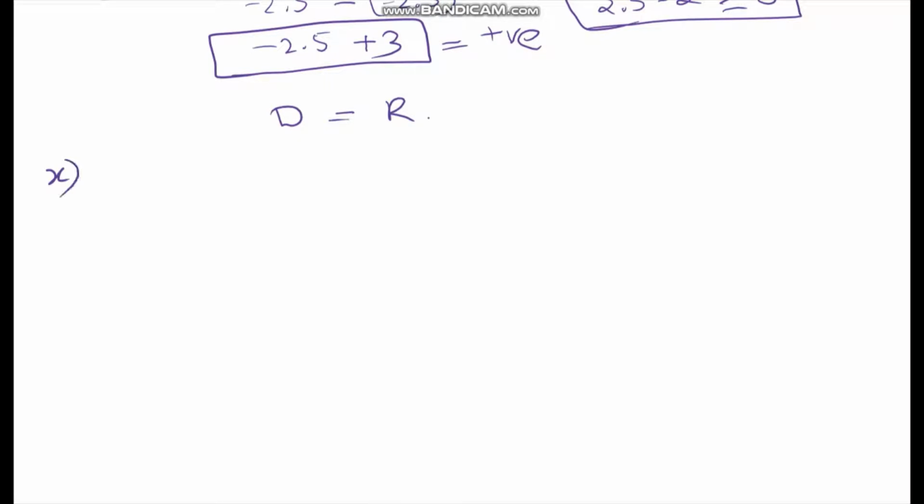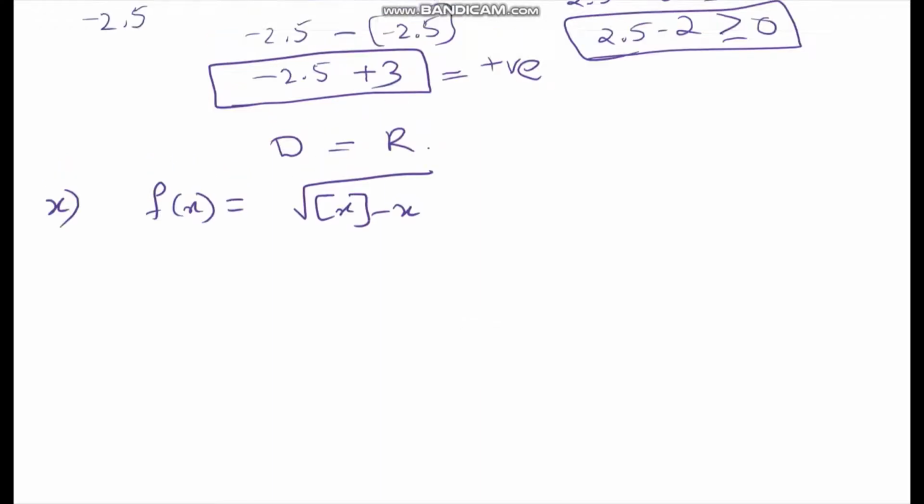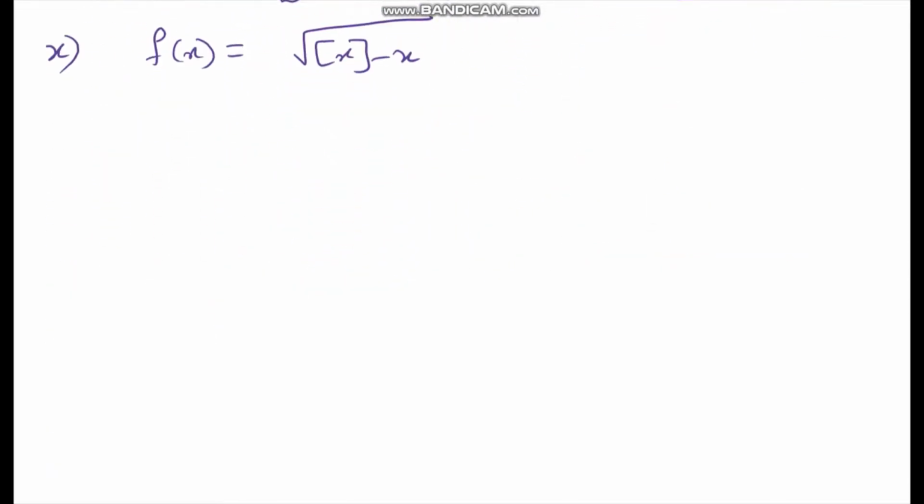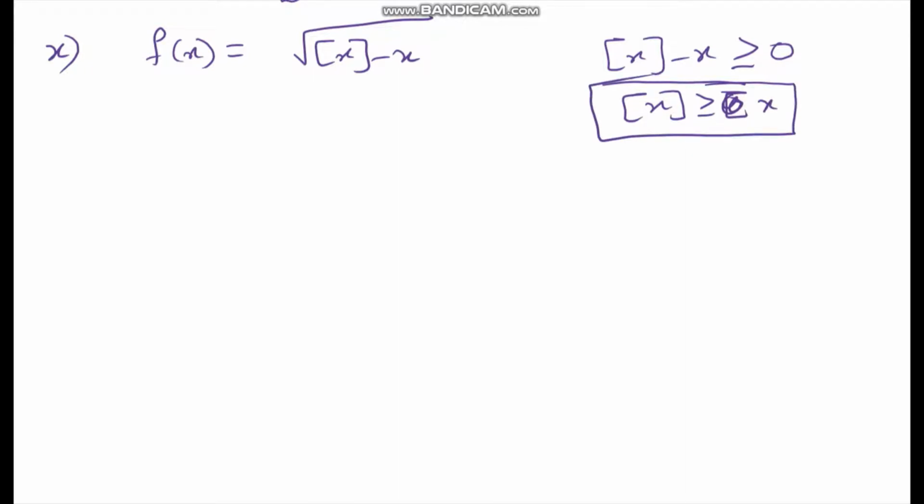The tenth one is f of x equals square root of step x minus x. So it's the reverse of this now. Step x minus x should be more than or equal to 0. So step x should be more than or equal to x. This is true only for the positive values of x.